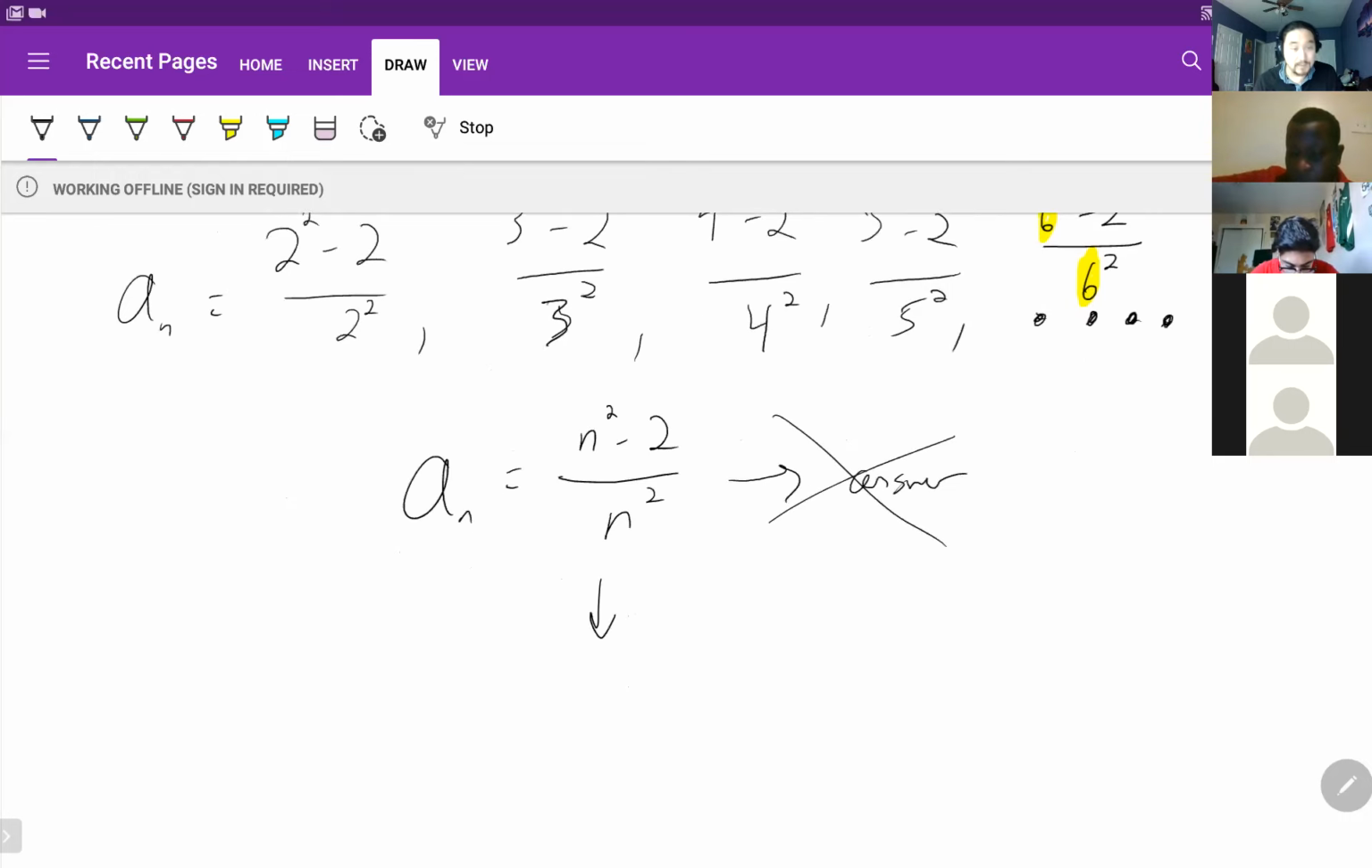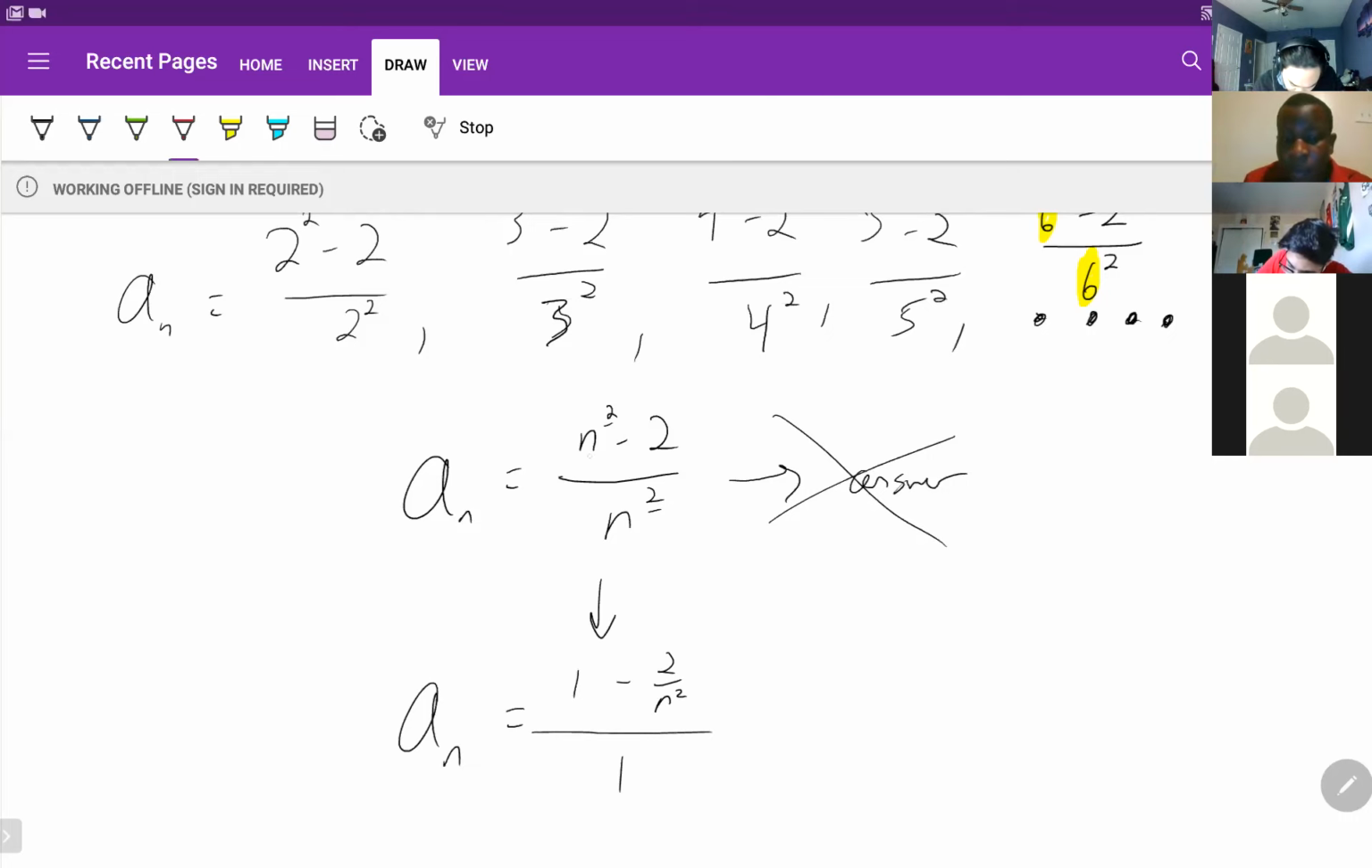What we're going to do is simplify this. And in fact, I'm going to show you a trick that maybe some of you already know or don't know. I'm going to rewrite this by dividing everything by the highest power. It looks like my highest power is n squared, so I'm going to divide everything by n squared. So my a sub n is equal to 1 minus 2 over n squared all over 1. Do you guys see how I did that?